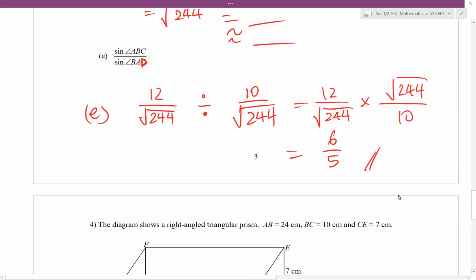Part E, good news for you. Yeah, turns out there was a typo. It was supposed to be over sine BAD for that. So the answer would be 6/5. And we're down to the last question.